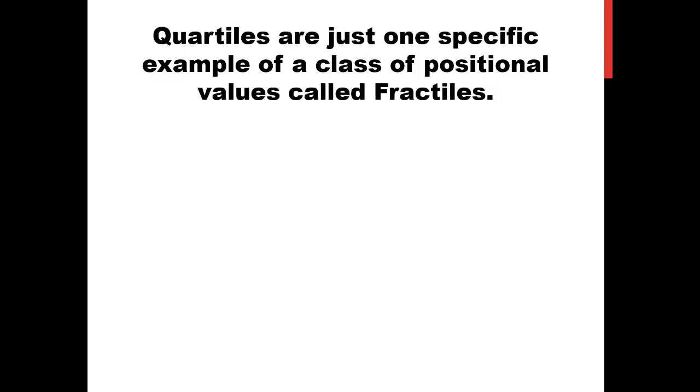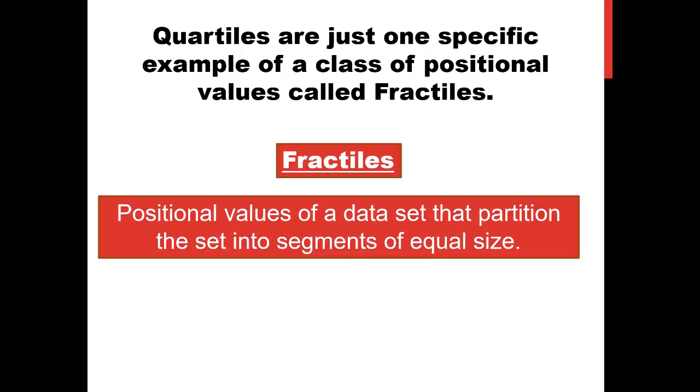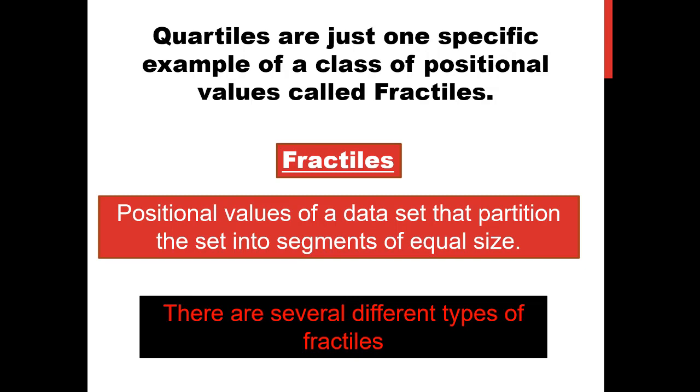So quartiles are not the only positional data entries that we know. There are other ones called fractiles. Quartiles are just one of the fractiles. So what fractiles are is they're positional data values that partition the set into segments of equal size. There are several different types of fractiles.